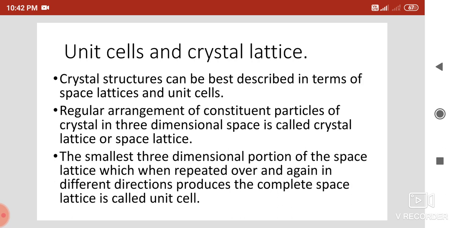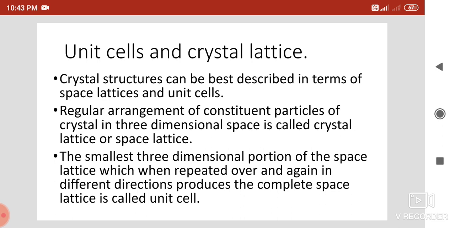A regular arrangement of constituent particles of crystals in three-dimensional space. It means if we take either an atom, a molecule or an ion, and there is a regular arrangement of these particles in three-dimensional space, then that structure is called a crystal lattice or space lattice.